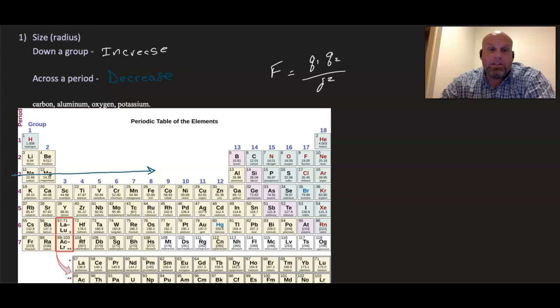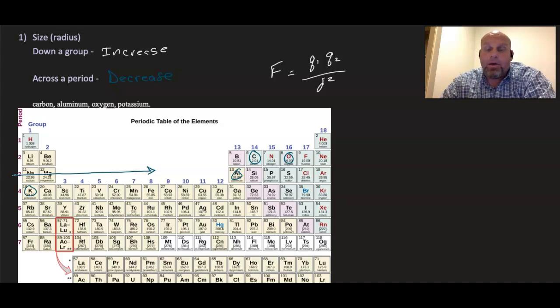size. So I've listed 4 elements here: carbon, aluminum, oxygen, potassium. So if we were asked which of these is the largest or has the greatest atomic radius, you would take a look, identify where these atoms are located. So here's carbon, aluminum, oxygen, and potassium.